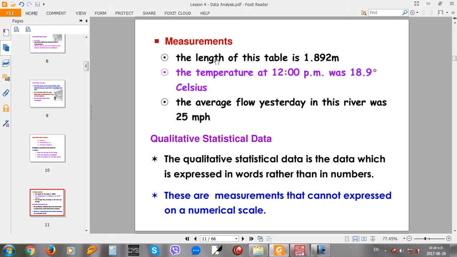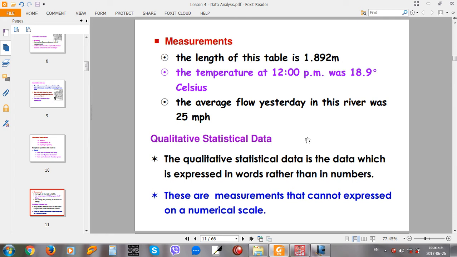Measurements are also quantitative data. The length of this table is 1.892 meters. The temperature at 12 p.m. was 18.9 degrees Celsius. The average flow yesterday in this river was 25 miles per hour.